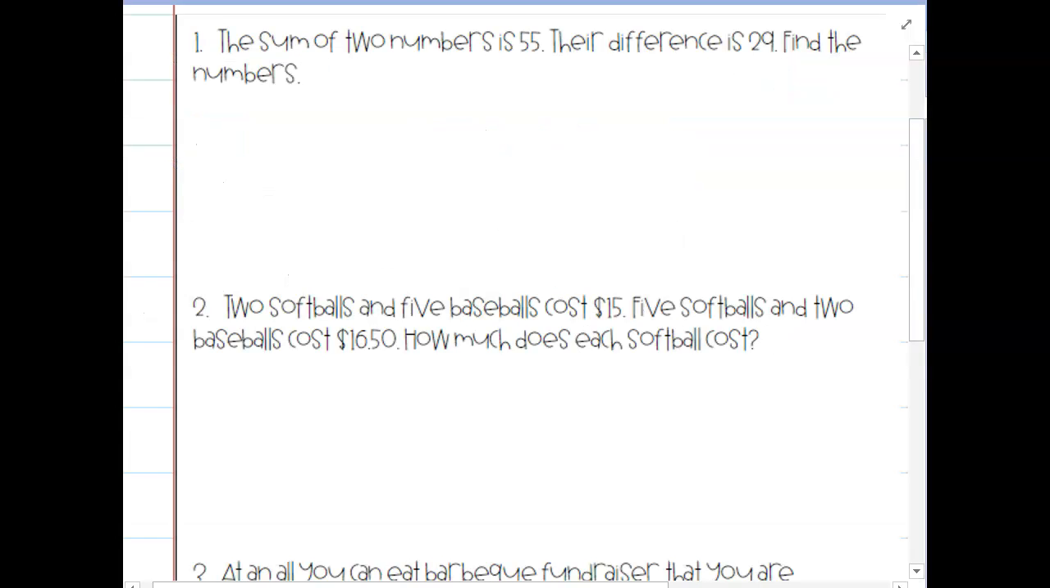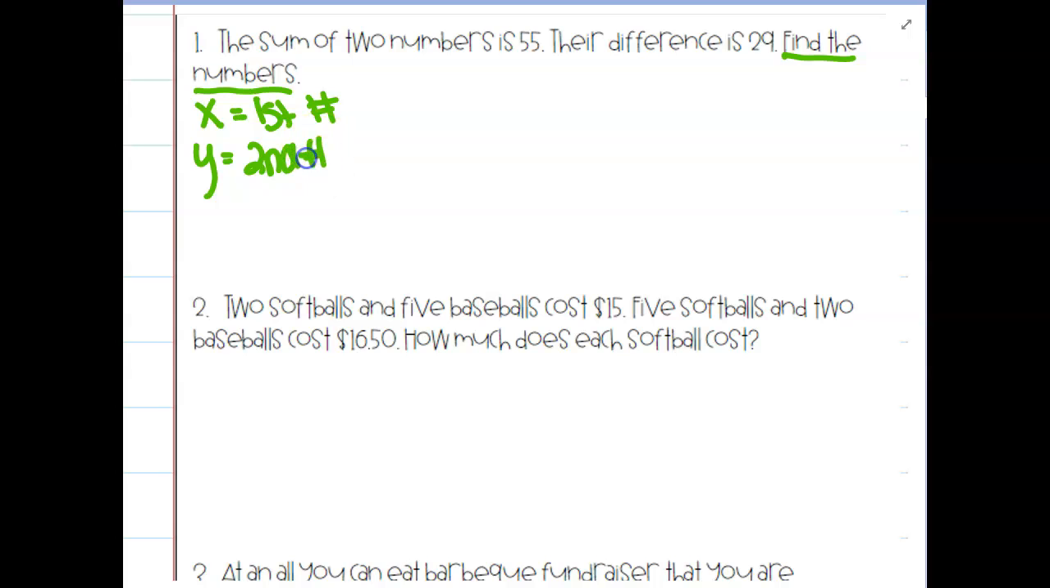Okay, so the first one, it says the sum of two numbers is 55. Their difference is 29. Find the number. So first thing, I need some variables. This time we're just talking about numbers. So this time I might just say, okay, we've got X and Y. And I really can't be a whole lot more specific than maybe like the first number and Y is going to be the second number. Doesn't really matter which is which.